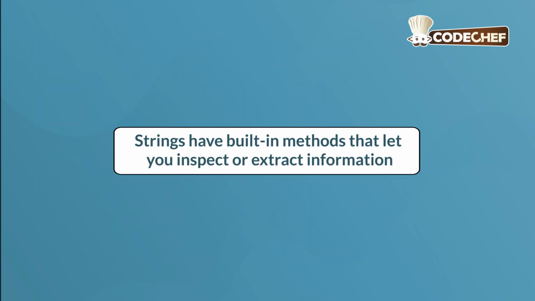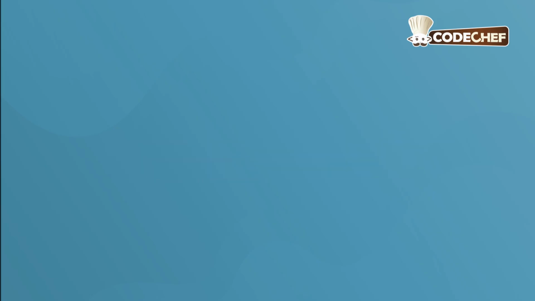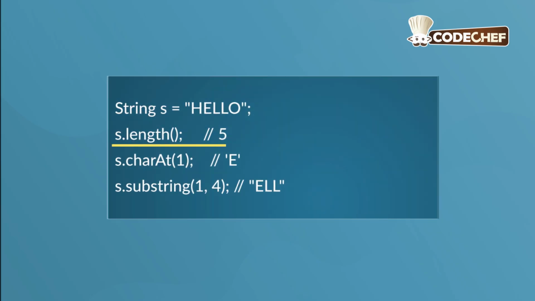In Java, strings come with built-in methods that let you inspect or extract information. The length method returns how many characters are in the string. The charAt method returns the character at a specific position. And substring(start, end) returns a smaller string that's part of the original one.